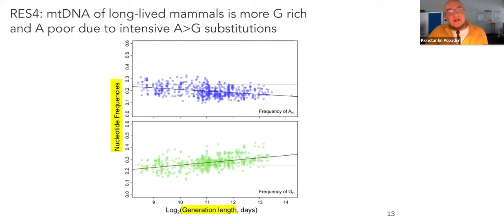X-axis is again generation length, so elephants and whales on the right, short-lived mammals on the left. We can see that whales, so long-lived mammals, are G-rich and A-poor, exactly what we expect if mutation A to G is stronger in long-lived species. So, perfect.